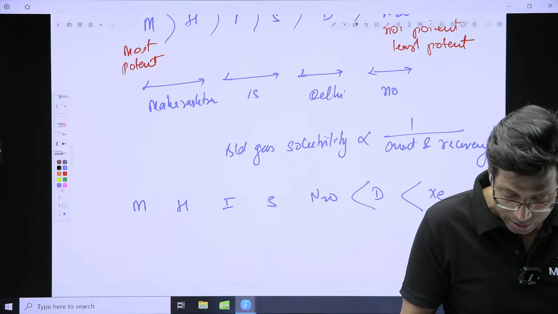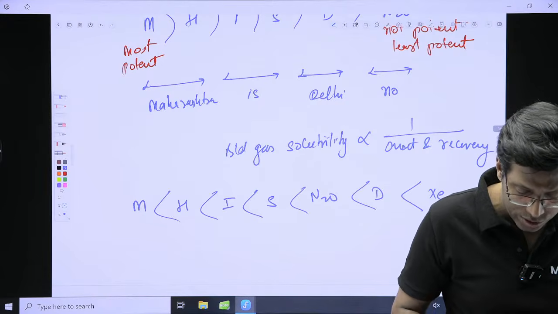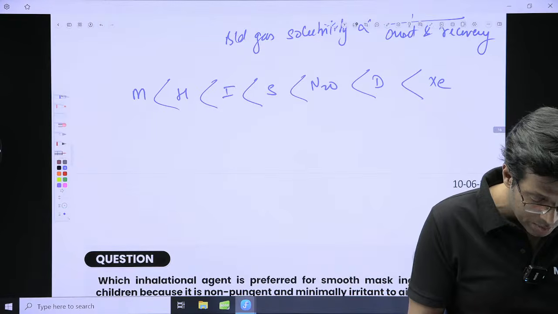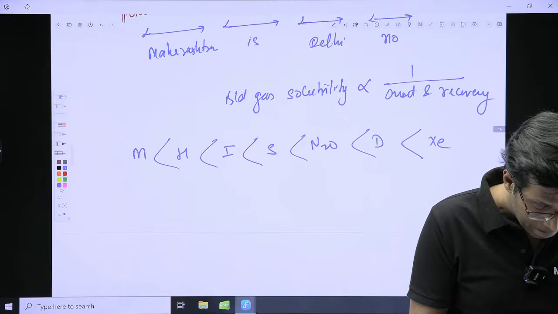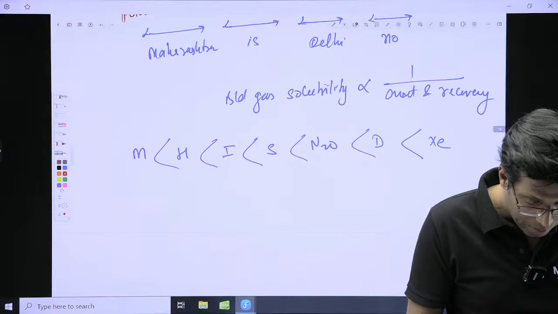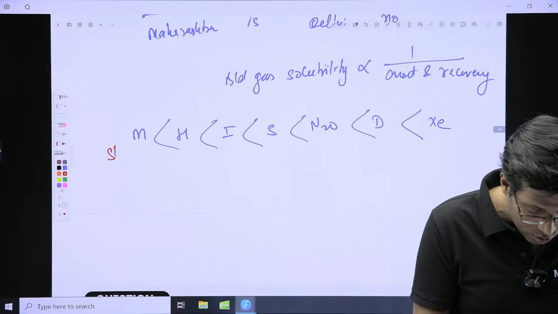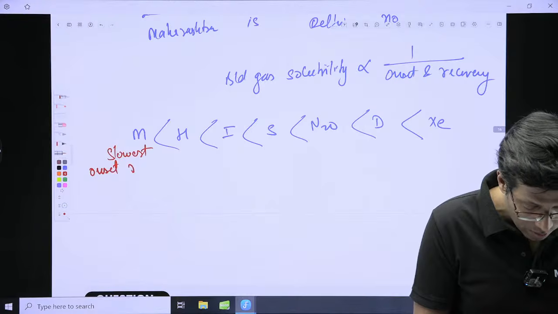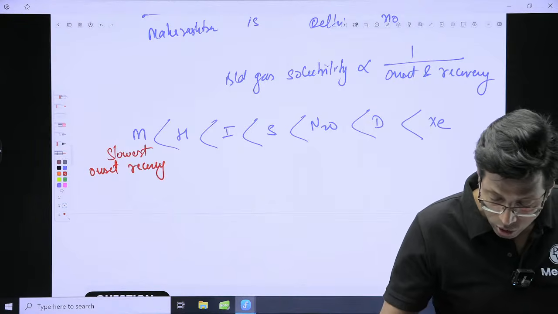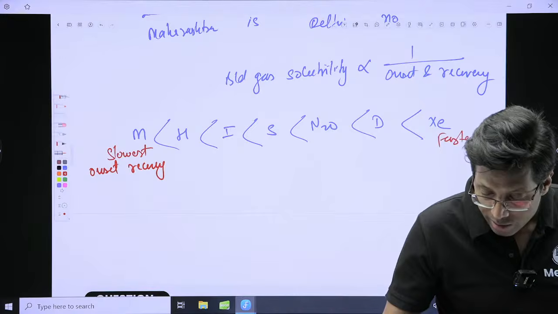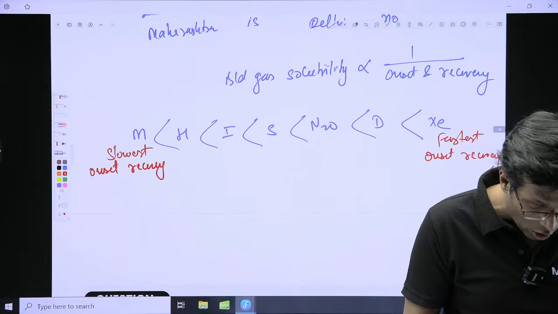इसको ऐसे कर लेंगे, ठीक है? We have twisted it. Now here what becomes is M for methoxyflurane. This has the slowest onset and recovery. And xenon, this has the fastest onset and recovery. All right. And as I said, how can we remember it?